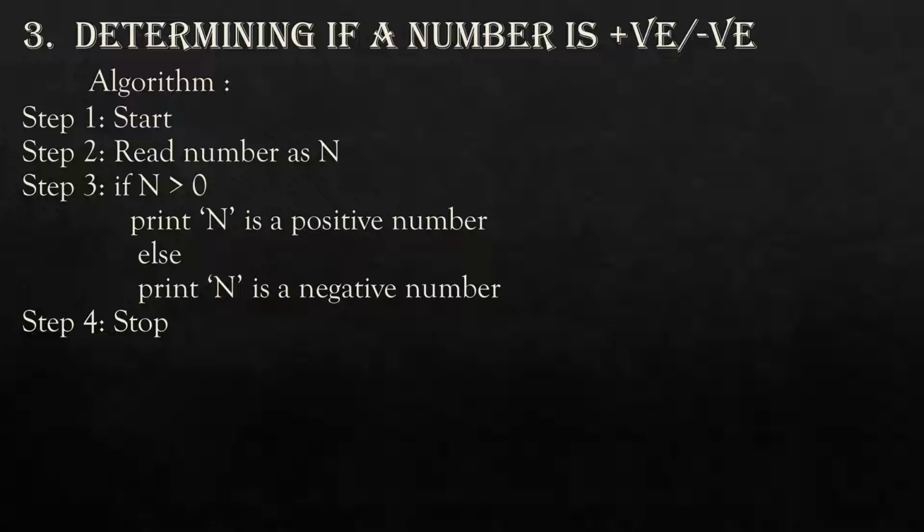So let's begin. Step 1 is start. Step 2 is read number n. The computer will read the number n. Whatever the user enters, the computer will read that number and it is stored in n. Step 3 is if n is greater than 0, it will display positive number, else if n is less than 0, it will display negative number, and step 4 is it will stop the algorithm here.